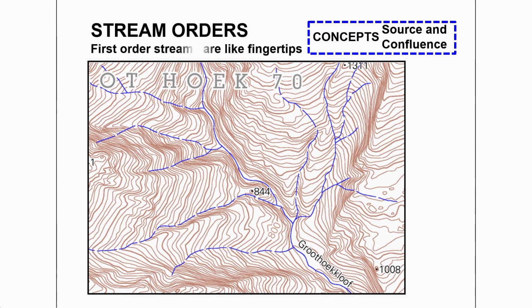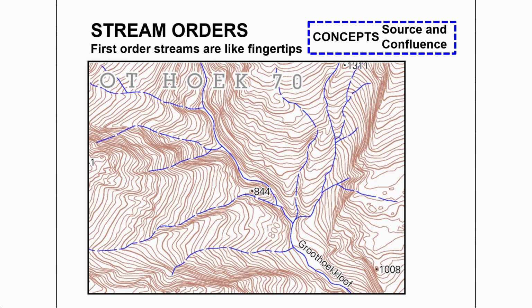And the confluence is the second concept, where two streams join, they come together. We call that the confluence. Those concepts must be mastered. Now, in terms of stream order, all the first order streams, meaning your source streams, are going to be called fingertip streams. So your fingertip streams, you label them as one because they are the first order.